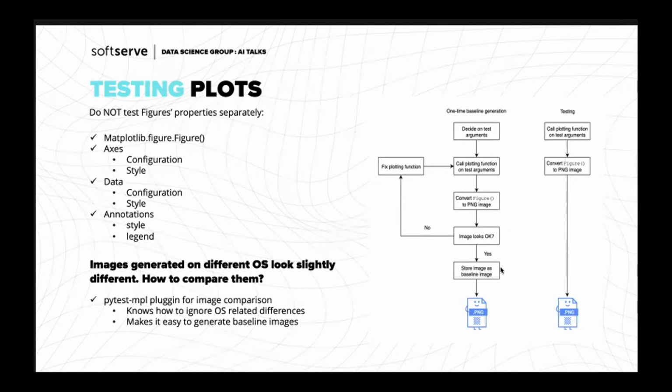Otherwise, sorry, if the image does not look okay, we need to fix it, and after that again call plotting functions on test arguments and convert it to PNG format. But if our image looks okay, we will store the image as a baseline image, of course, by calling our PyTest plugin. And as a result, we will have two of the same pictures, which help us to validate it and be sure that our plotting functions work as well and as required.